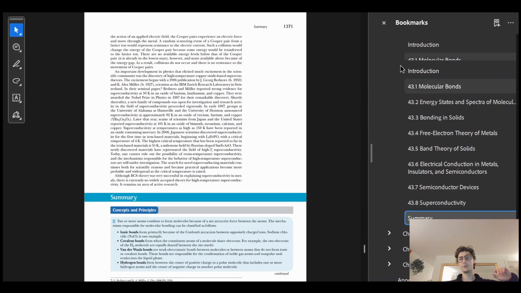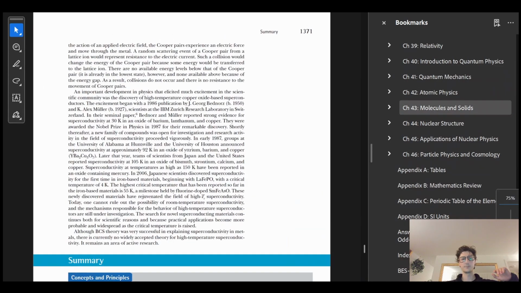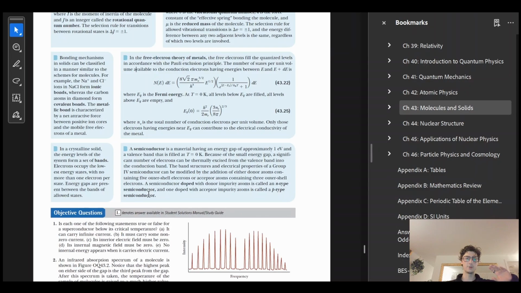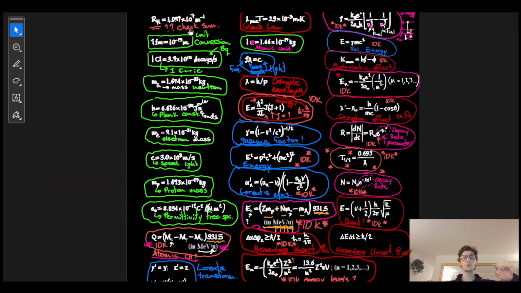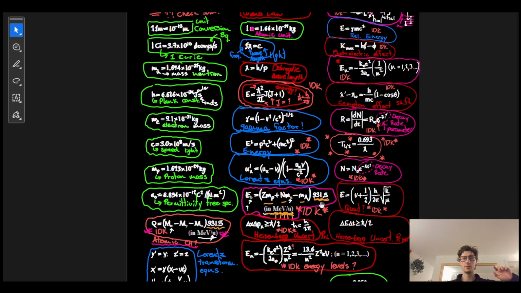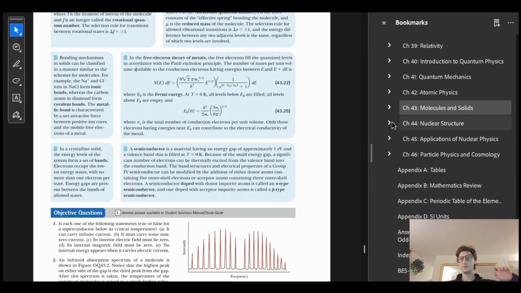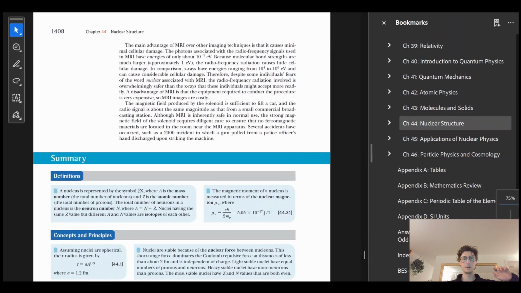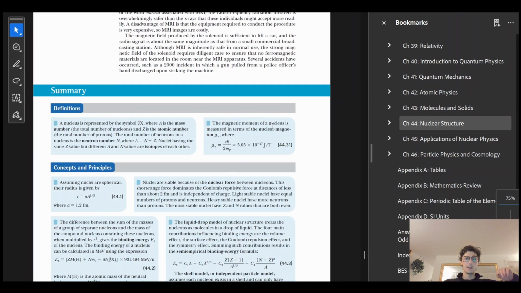Let's take a look again at the summary of this chapter to see how we're feeling. I read a bit of that, I saw this, haven't seen this before. Free electron theory of metals. I don't think this is on the equation sheet. No need to worry about it. We're going to keep zooming so I can finally find these equations with the 931. Nuclear structure, chapter 44. Let's read the summary of this very quickly. Magnetic moment of a nucleus is measured in terms of a nuclear magneton. So they give you mu here, which is not the same as reduced mass. This is a different chapter, different thing.